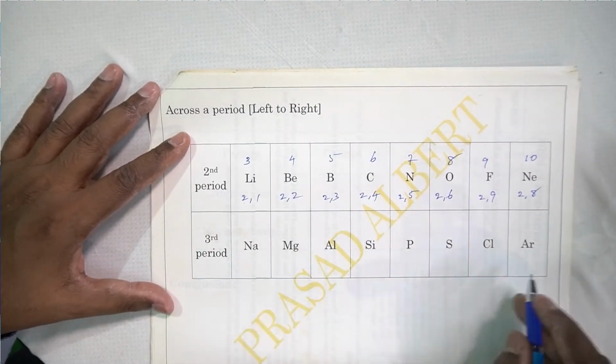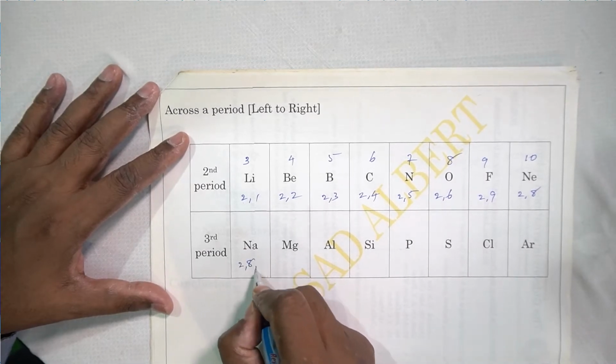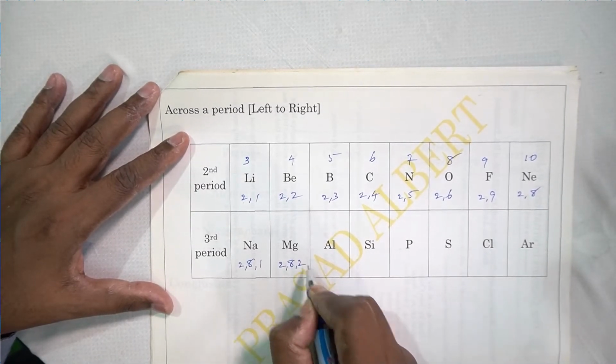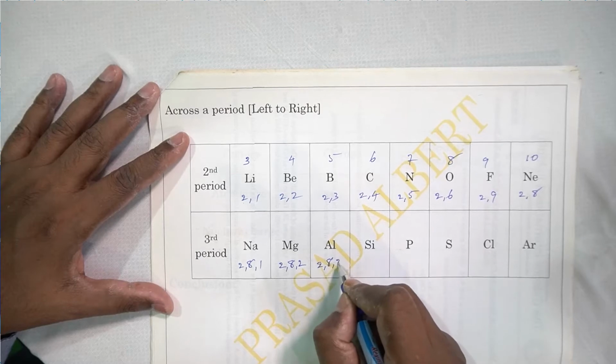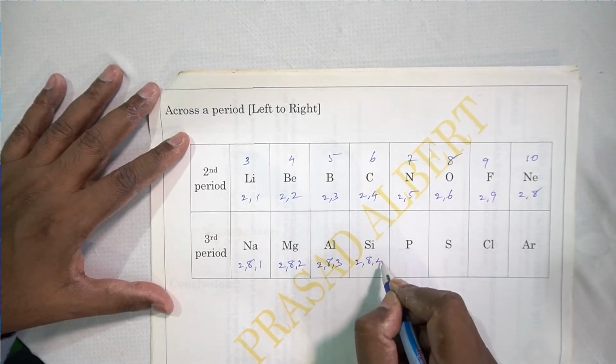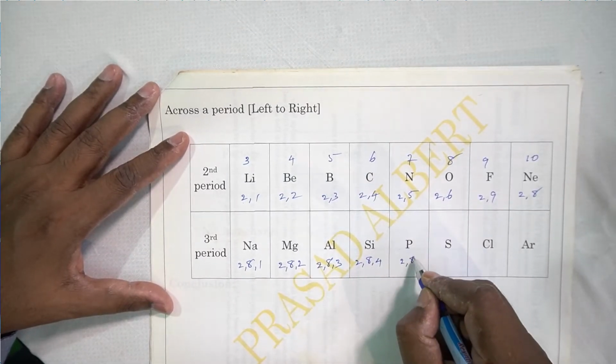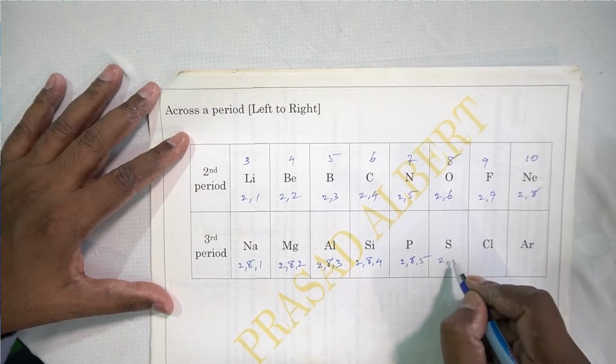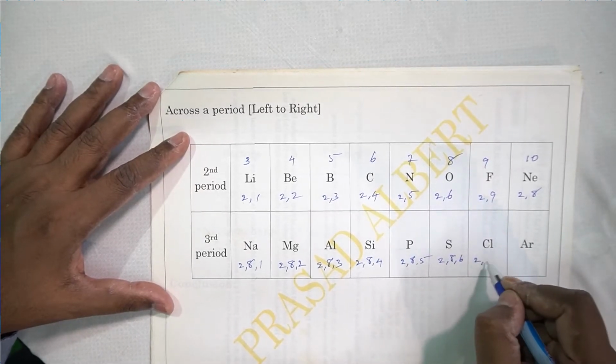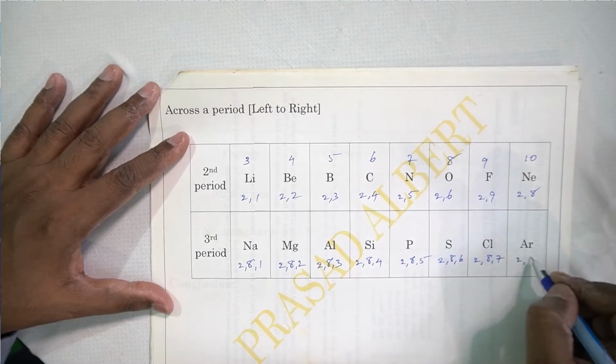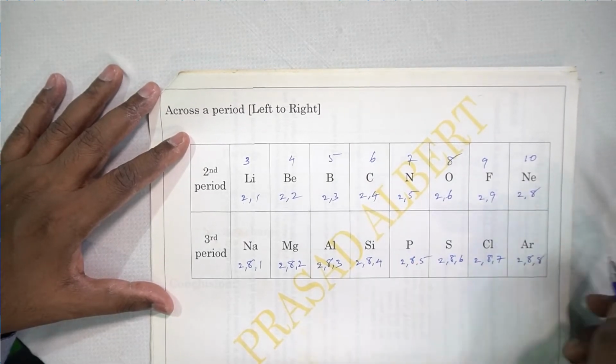Now in the same way, in this third period we have sodium 2, 8, 1; 2, 8, 2 for magnesium; 2, 8, 3 on aluminium; 2, 8 and 4 on silicon; 2, 8 and 5 on phosphorus; 2, 8 and 6 on sulfur; 2, 8 and 7 on chlorine; 2, 8 and 8 on argon. We are familiar with this configuration.